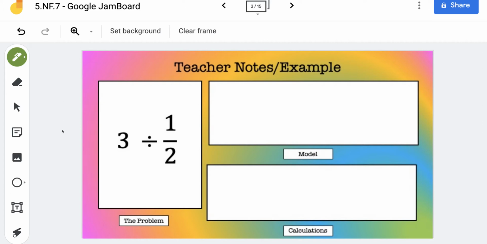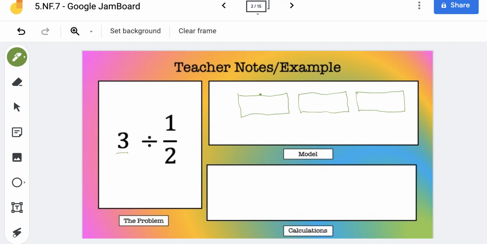So the first problem we have is 3 divided by 1/2. Okay, so what I want you to do is imagine that we have 3 candy bars over here. So let's draw 3 rectangles. 1, 2, and 3, and try to make them the same size if you can, just like that. All right, so these 3 candy bars are going to represent this number 3, and the question is how many 1/2s are there in 3?